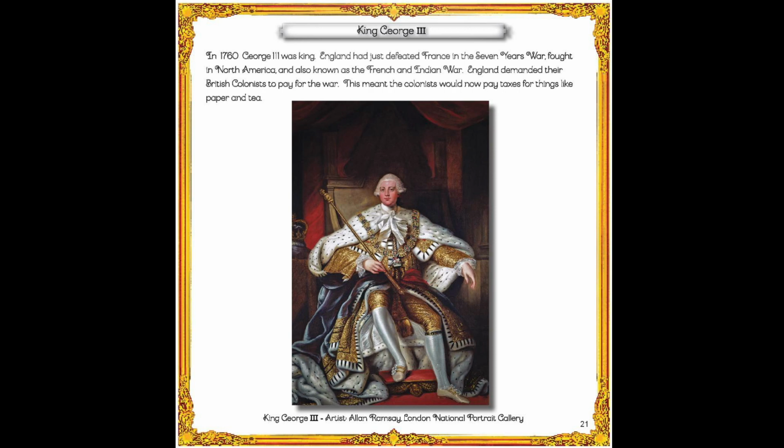In 1760, King George III was king. England had just defeated France in the 7 Years' War, fought in North America and also known as the French and Indian War. England demanded their British colonists to pay for the war. This meant the colonists would now pay taxes for things like paper and tea.